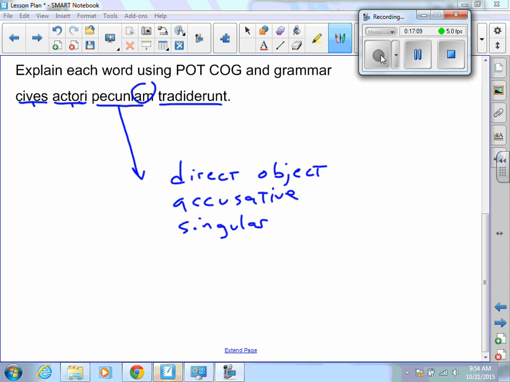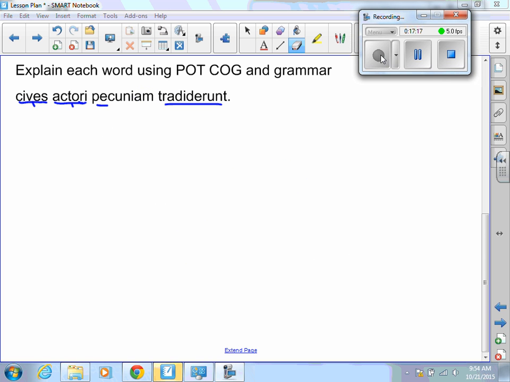For tradiderant, I have to look at the stem that's being used. I'm using tradidi. The -erant is a huge clue that it's going to be perfect, but I look at the stem. Tradidi comes from trado, tradere, tradidi. Tradidi is my perfect stem, so I know that I have the perfect tense.